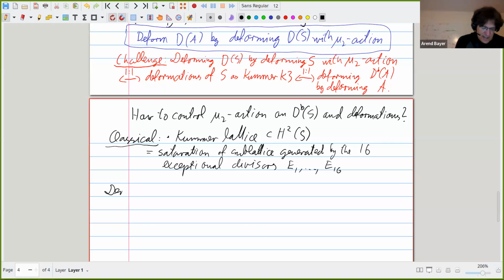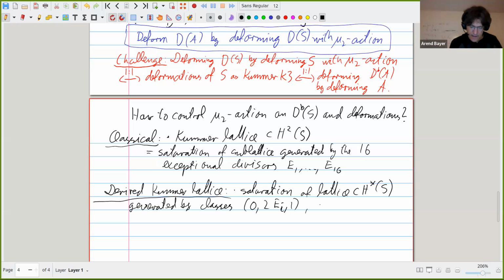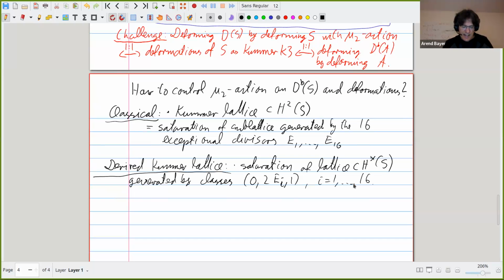And then we instead look at the derived Kummer lattice. This is the saturation of the lattice inside the full cohomology of S generated by classes of the form (0, E_i, 1), again for i equal 1 to 16. And this is a lattice of rank 16.